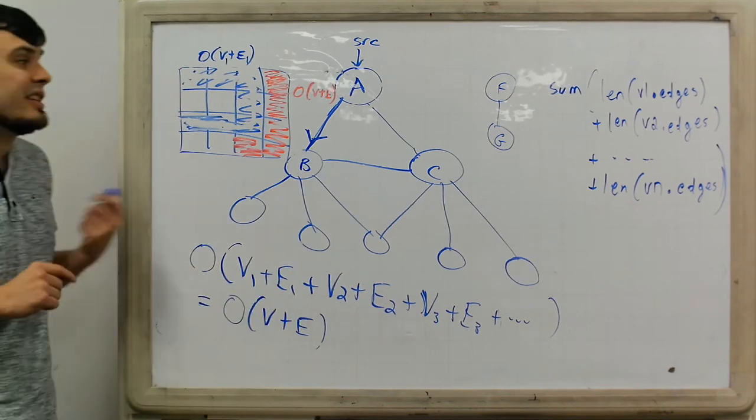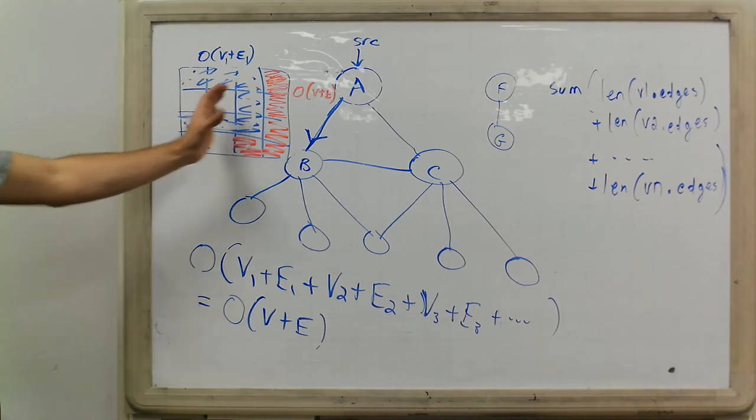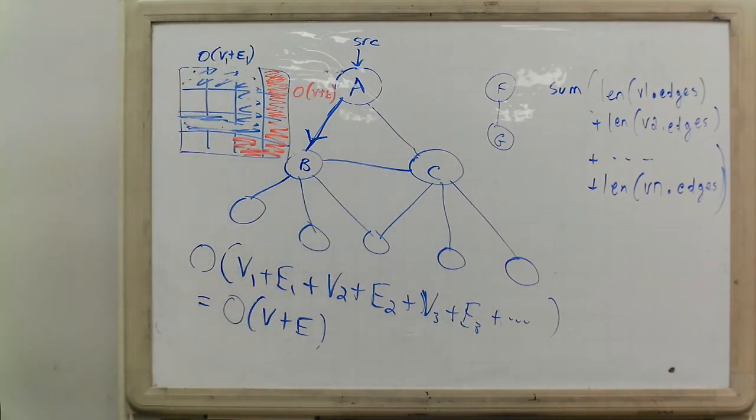Now, the one thing I didn't count is, yes, you also have to build the graph. If you're given the image, you have to translate the image into a graph, right? How long does that take? Well, you can easily verify that takes also only V+E, right?